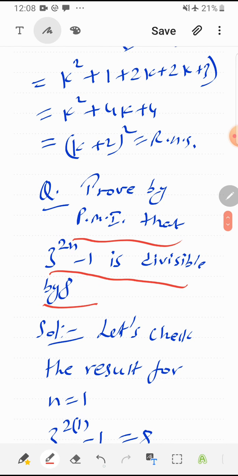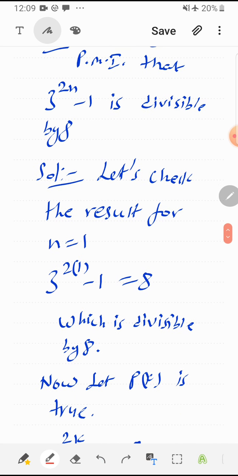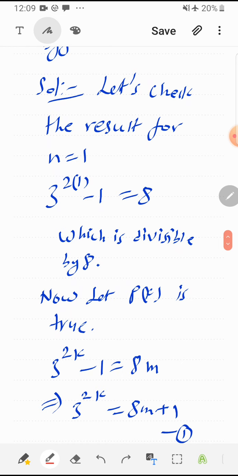Now what we have to do, we have to create the mathematical expression on our own. The first step is simple. For n is equal to 1, I am putting n is equal to 1 here. It is coming out to be 8, which is clearly divisible by 8. Now P of k is true.